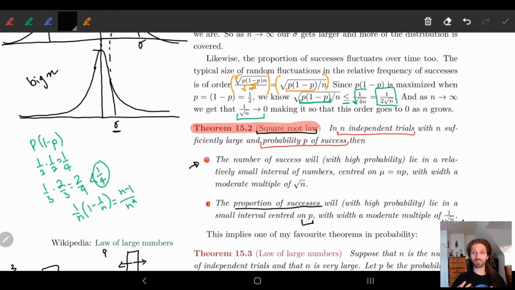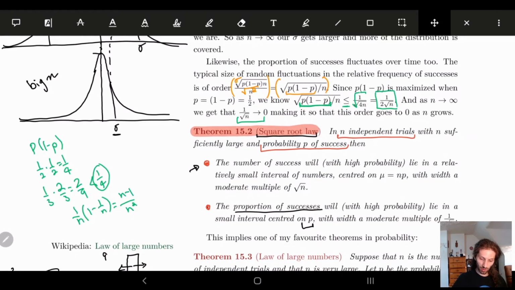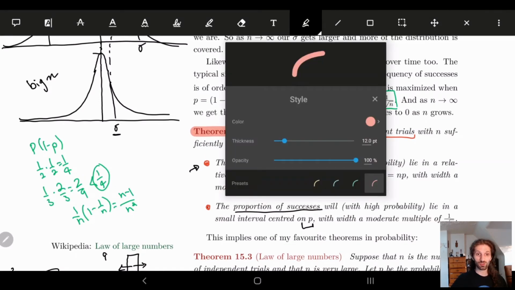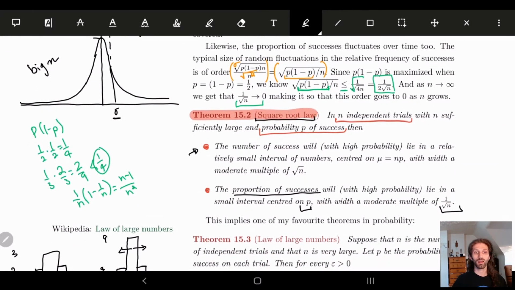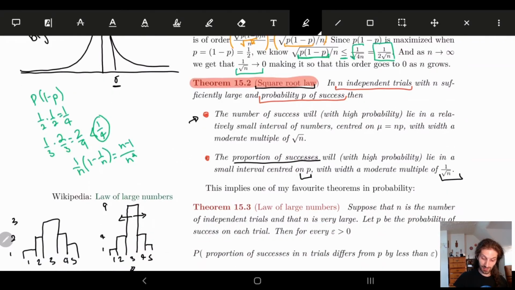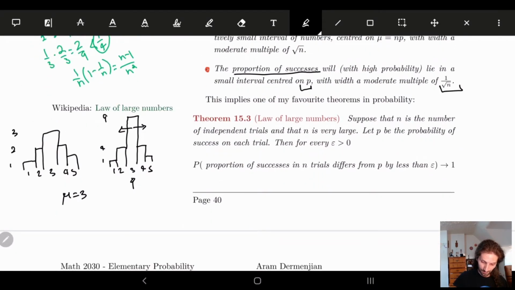Now, the square root law is pretty nice, but it actually implies something even cooler. And this is called the law of large numbers. So let me go over the law of large numbers, because this is, to be fair, one of my favorite theorems in mathematics, especially probability theory, to be fair.